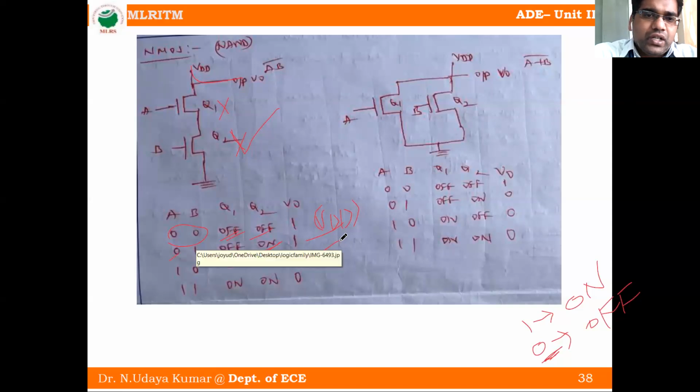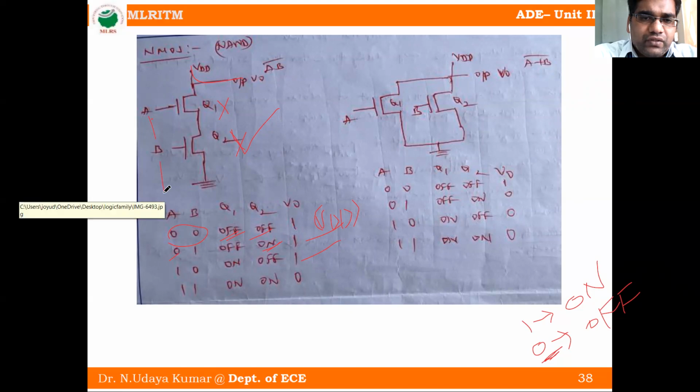1 1 means high voltage is given to the NMOS transistors. 1 means logic 1, high voltage is given. So high voltage is given to the NMOS transistors, and we get both transistors on. So from VDD it is directly connected to the ground. That means the output is directly connected to the ground, so we get 0.